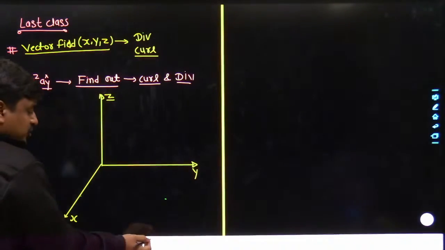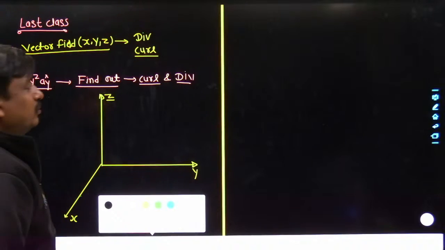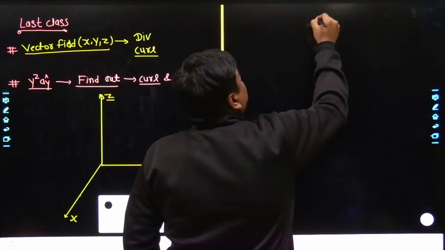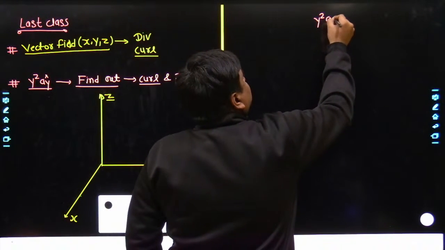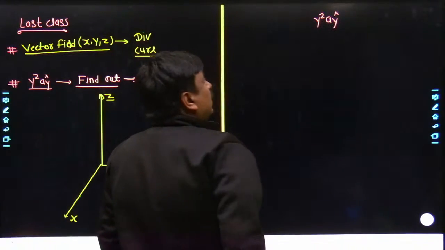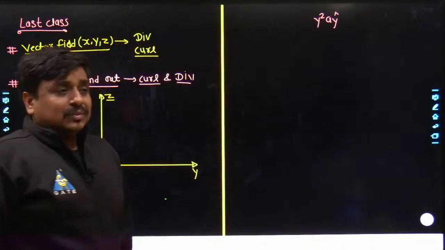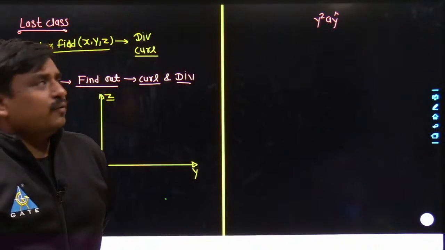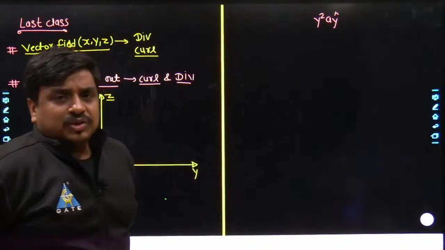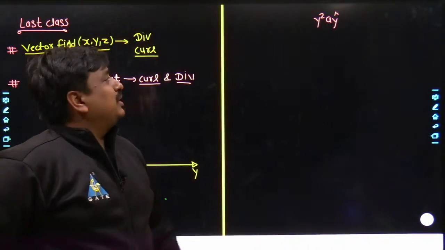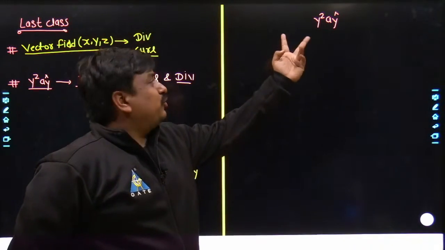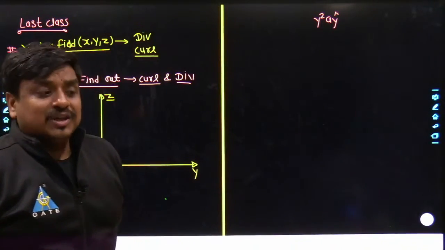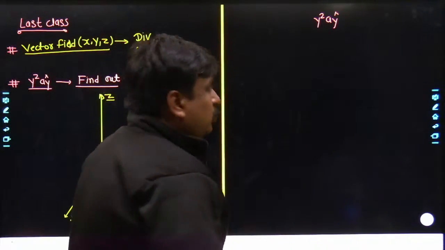And the vector field which we had to draw over this Cartesian coordinate system is nothing but y square ay cap. What does it mean? See, y to the power of 2. The power of y is an even value. That means for the positive as well as negative value of y, the y square would always be positive. And if y square is always positive, that means the direction of this vector field would always be in the direction of positive ay cap. Could you understand what I am saying?